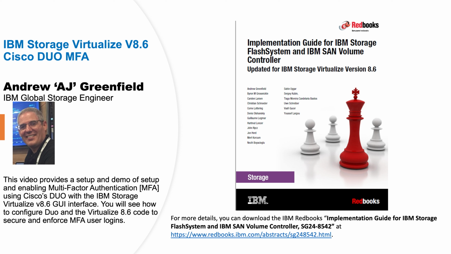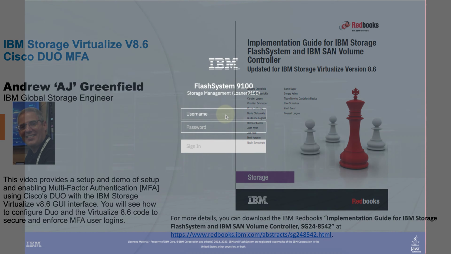Hi, my name is Andrew Greenfield, and I'm an IBM Global Storage Engineer, and I'm going to take you on a tour today of how to set up your IBM FlashSystem Storage Virtualized Array running at code 8.6 using Cisco's Duo MFA. Now, of course, there's other methods, but this is a nice way to show you that you don't have to use local authentication. We're going to assume that you're also going to have a Cisco account.